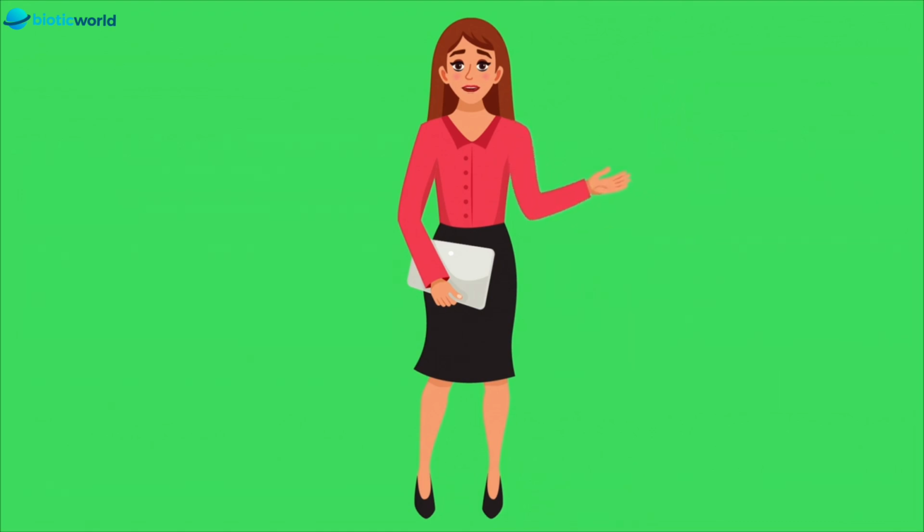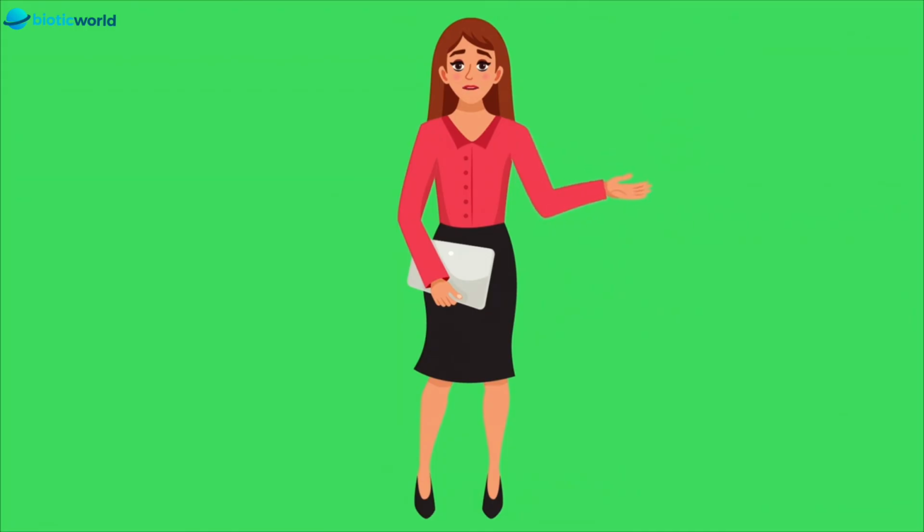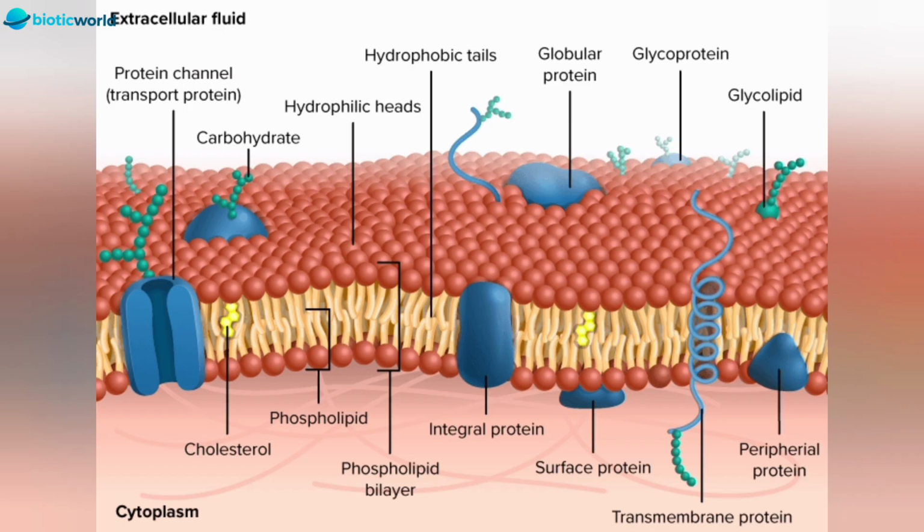Endocytosis and exocytosis. Large molecules or particles that cannot pass through the membrane are engulfed in vesicles. In a process called endocytosis, the cell takes in materials, and in exocytosis, the cell expels materials. The plasma membrane is also involved in cell signaling, allowing cells to respond to changes in their environment. Membrane-bound receptors play a crucial role in this process.